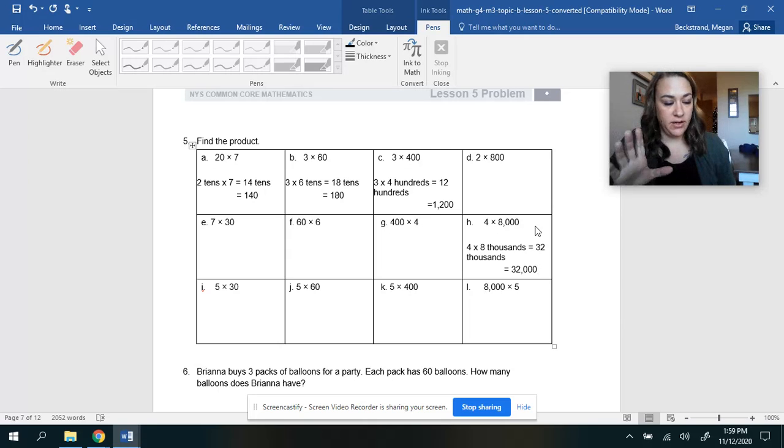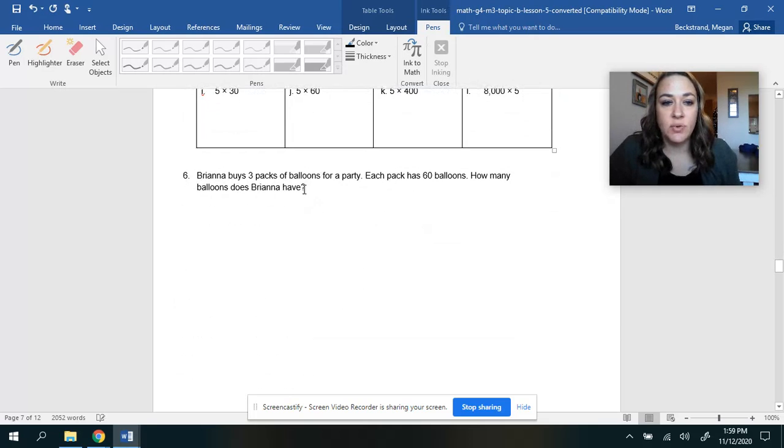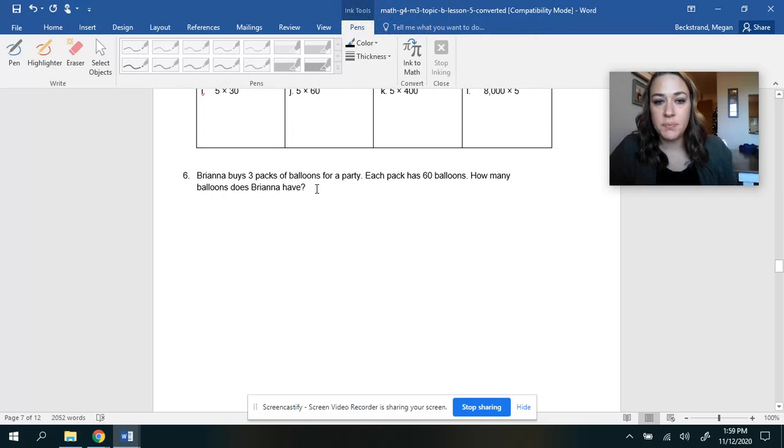You're going to get to do some of these on your practice. I don't want to do them all here because I want to save some for your practice work and your questions. But let's do this word problem together, okay?